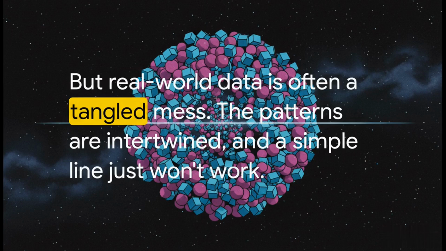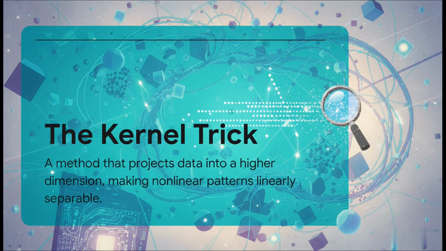I mean, think about things like financial markets, or molecular structures, or even just complex images. The data points are all tangled up, creating these nonlinear patterns that a simple straight line just can't cut through. Right, and to solve this, computer scientists came up with something truly brilliant called the kernel trick.